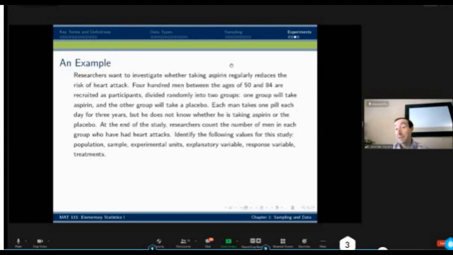Here's the neat thing. It's a yes or no question, right? Taking aspirin or not taking aspirin. I could say, are you taking aspirin? And the answers would be yes, or they would be no. Those are two categories. So it's a qualitative or a categorical variable. Okay. Categorical? And then the response variable, what would that be?